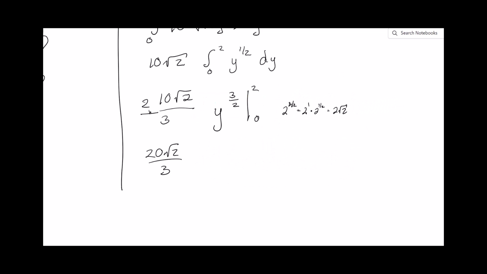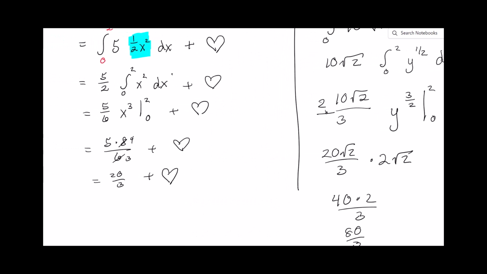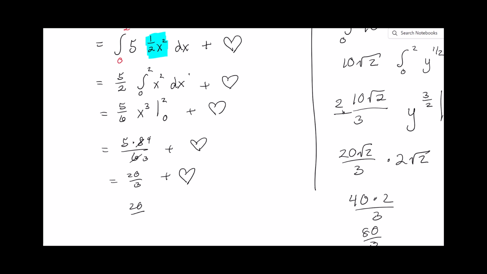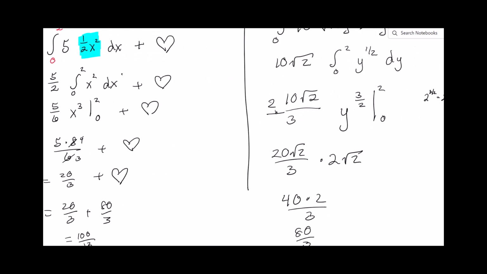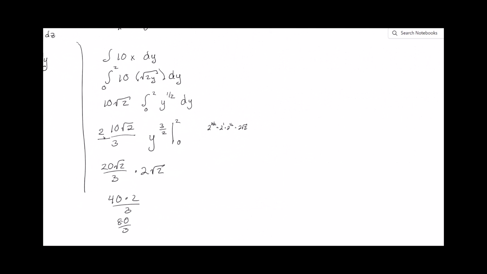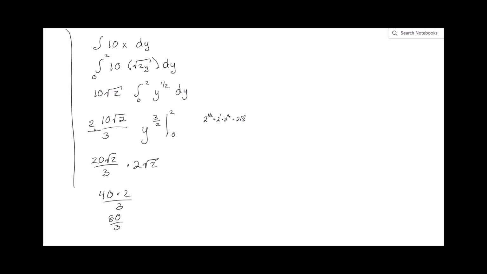I'm just putting this off to the side so that we don't forget what we're doing. So this is times 2 square root of 2. So what is that? 40 times 2 over 3 is 80 over 3. Okay, so then the total is 80 over 3 plus 20 over 3, which equals 100 over 3. So in theory, that should be the answer. Let's show you another way to do it. And you might not like this, and that's okay. But in case you didn't like that one, you might like this one better.